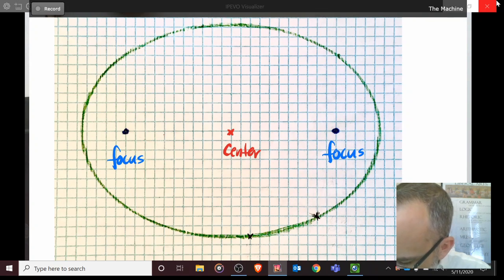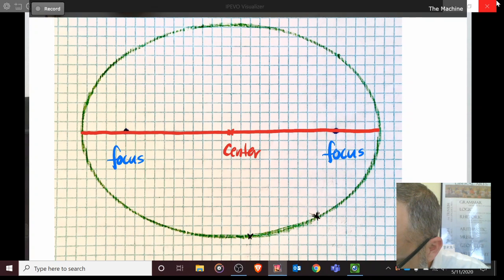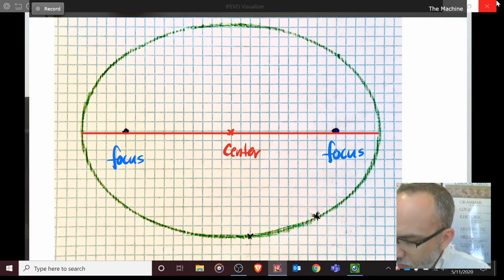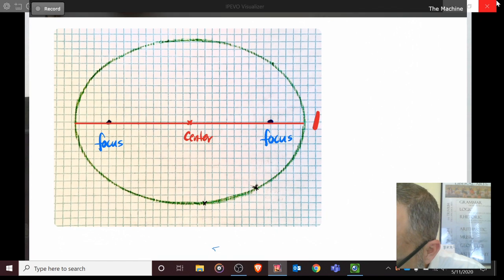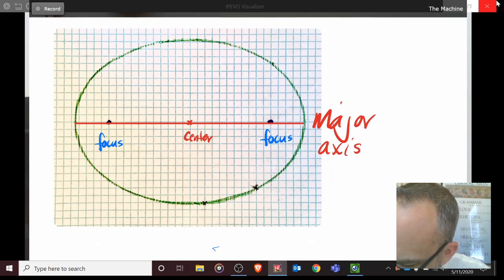Let's see if this is enough. So I'm going to come through the center here and join the foci. I can't get it quite on the end. Okay, this right here is called the major axis. Thinner point to right. Major axis. Okay, the other one from the top to bottom on this particular ellipse is, can you guess?